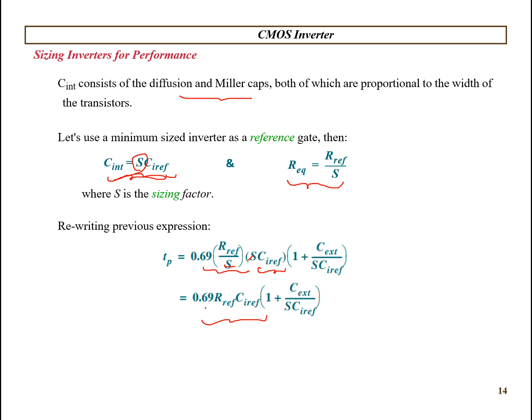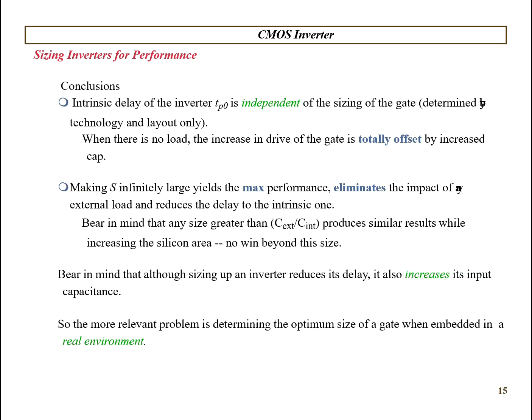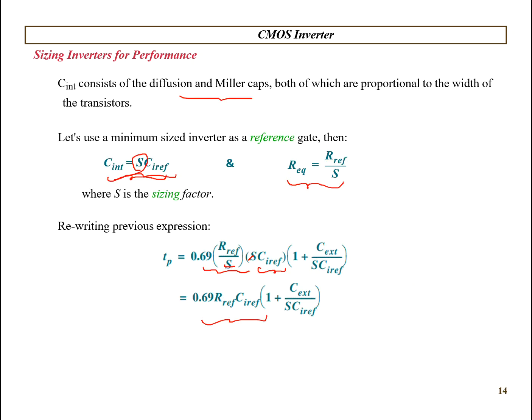Okay, and for the sizing factor S, if it is very large, see, making S infinitely large yields the maximum performance by eliminating the impact of any external load, or reducing the delay. So this is the basic conclusion that we arrive at from this propagation delay in the sizing of inverters performance. Okay.